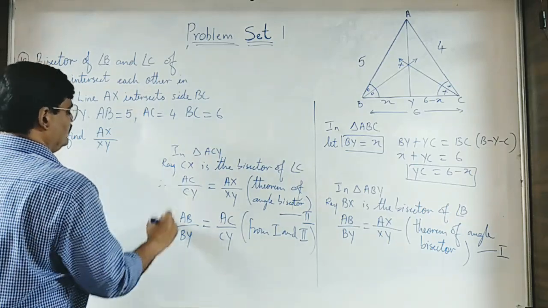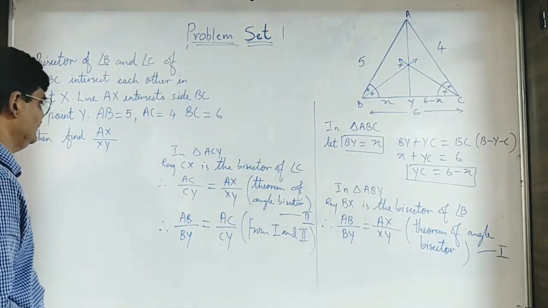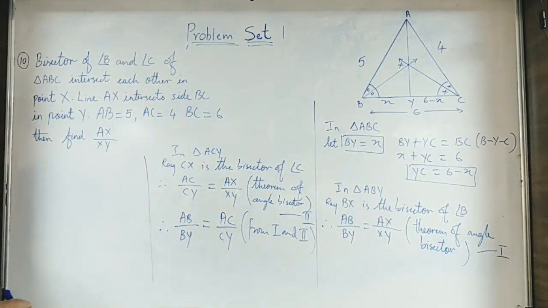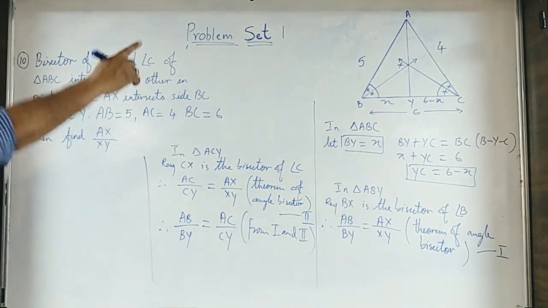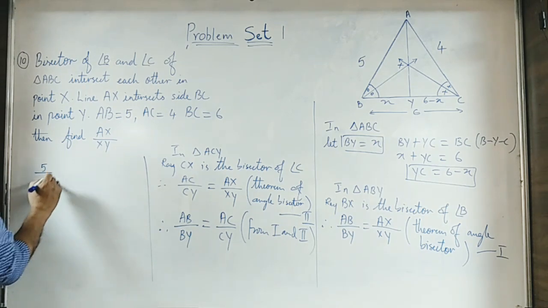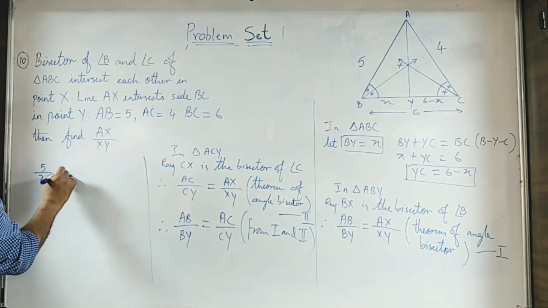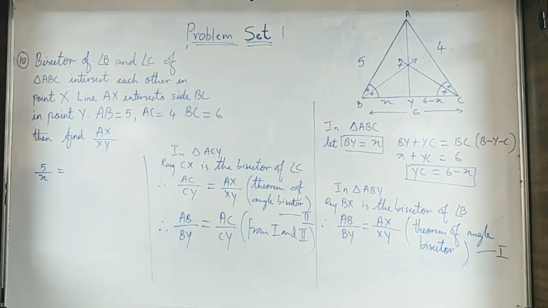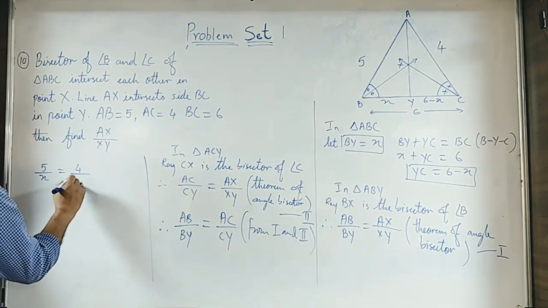Therefore, now what I am going to do here is substitute the values of AB, BY, AC and CY. Look at the diagram. The value of AB is 5, so I write 5 upon BY, whose value is x, is equal to AC, whose value is 4, upon CY, whose value is 6 minus x.